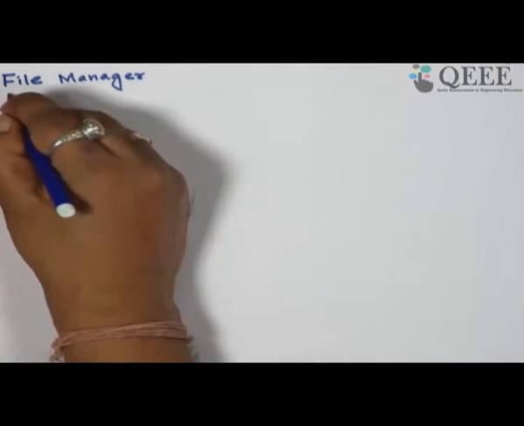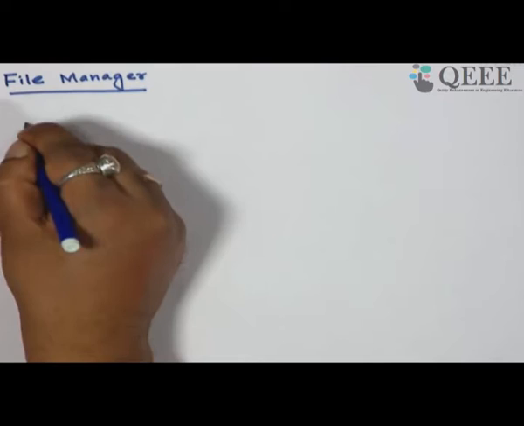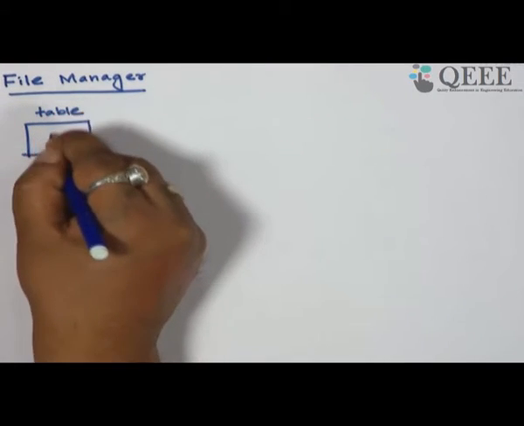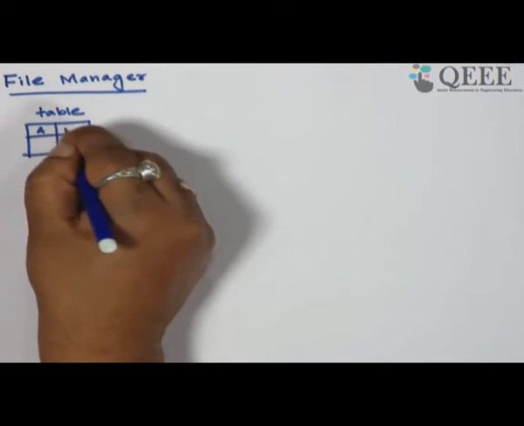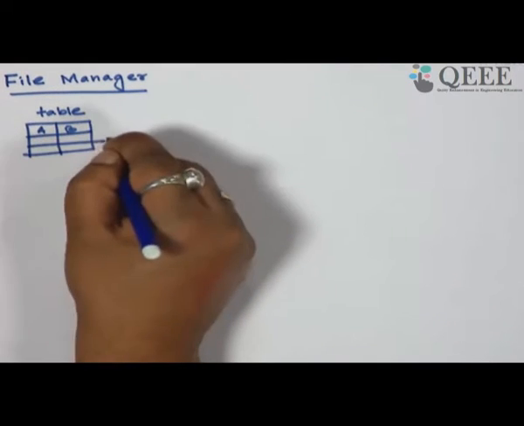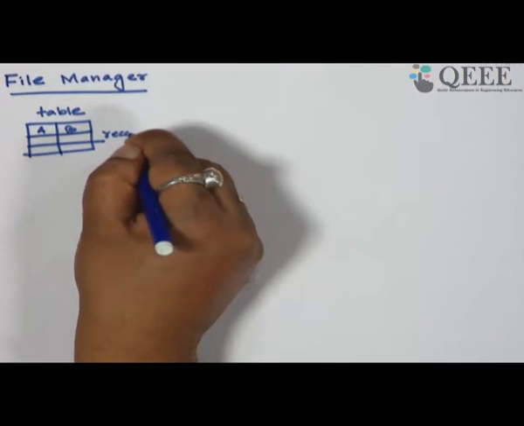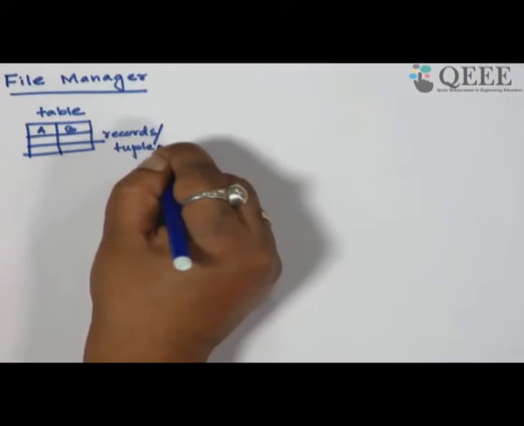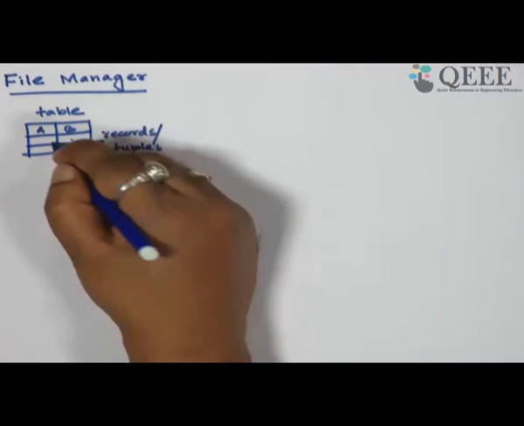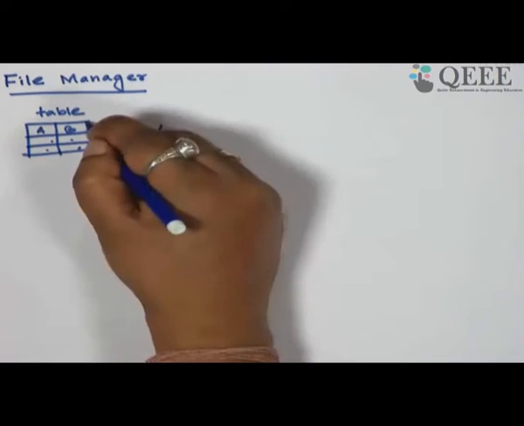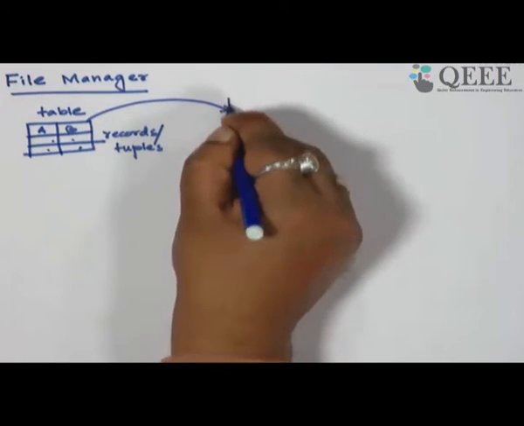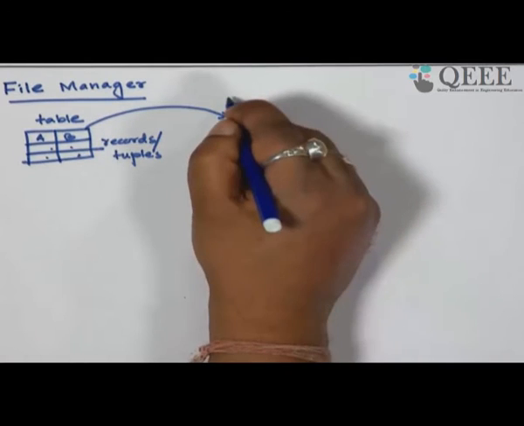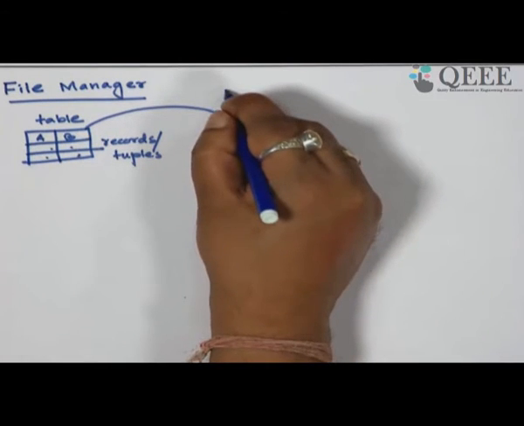So the structure is like this. You have your table with columns A and B. You have records or tuples of the table, each row of the table. These values would be organized continuously in a file.